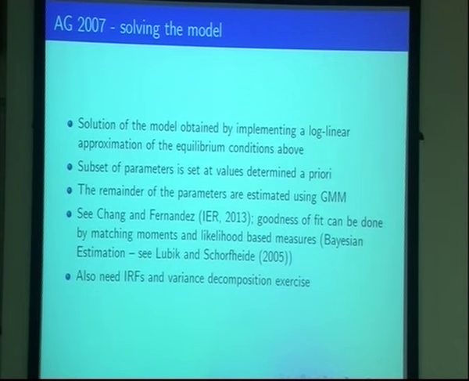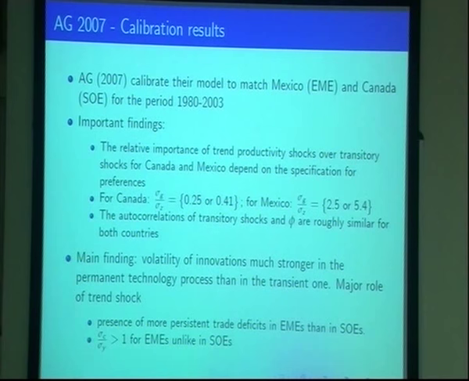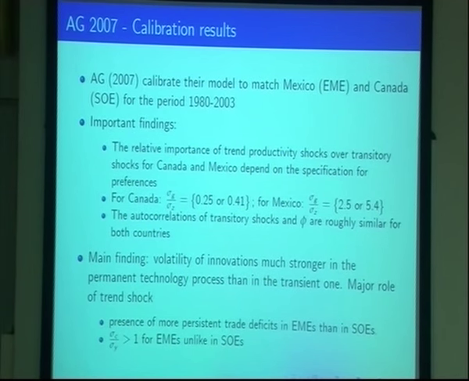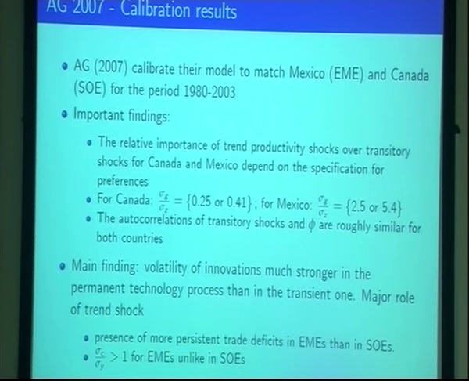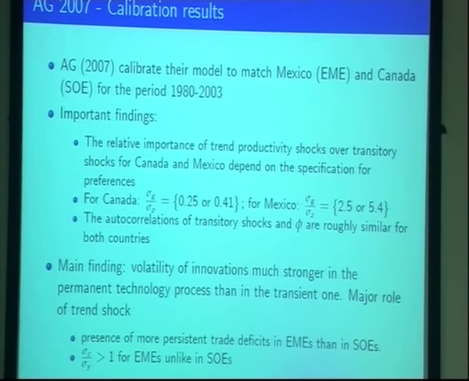Okay, now let's get to the results. What these guys find is they have data for Mexico and Canada from the time period 1980 to 2003. So Canada is a country they think of as being advanced and therefore less characterized by trend shocks. Makes sense. Their economic policy regimes are stable, there's inflation targeting, there's some fiscal rule in place, they're advanced, they're able to absorb. So they think of Canada as being a country that ex ante would generate estimated values of sigma G over sigma Z to be less than one.